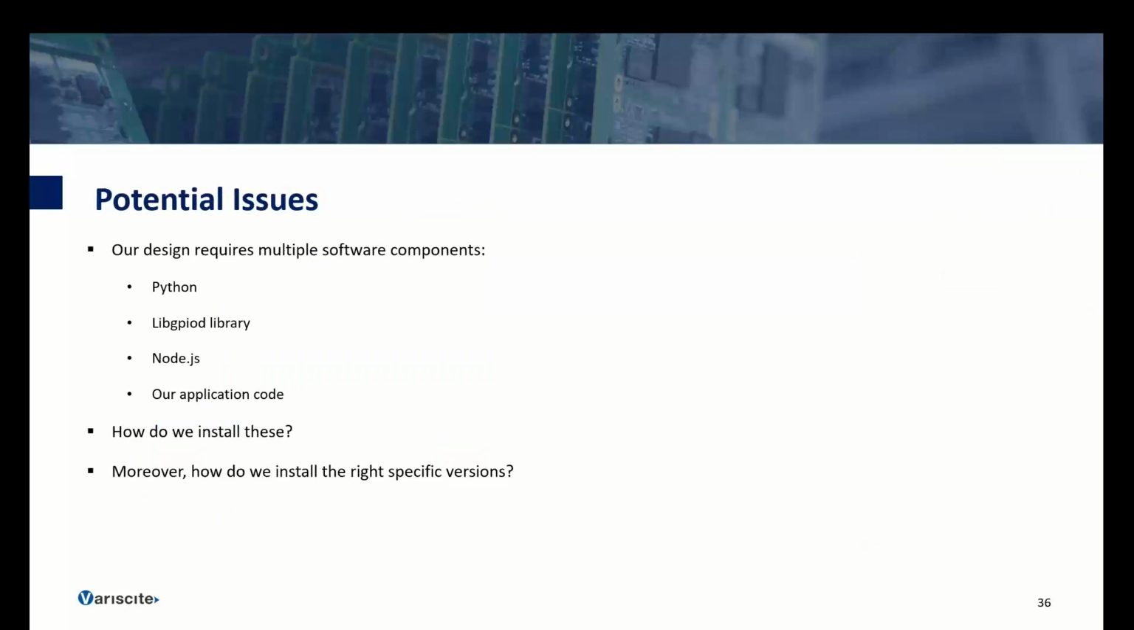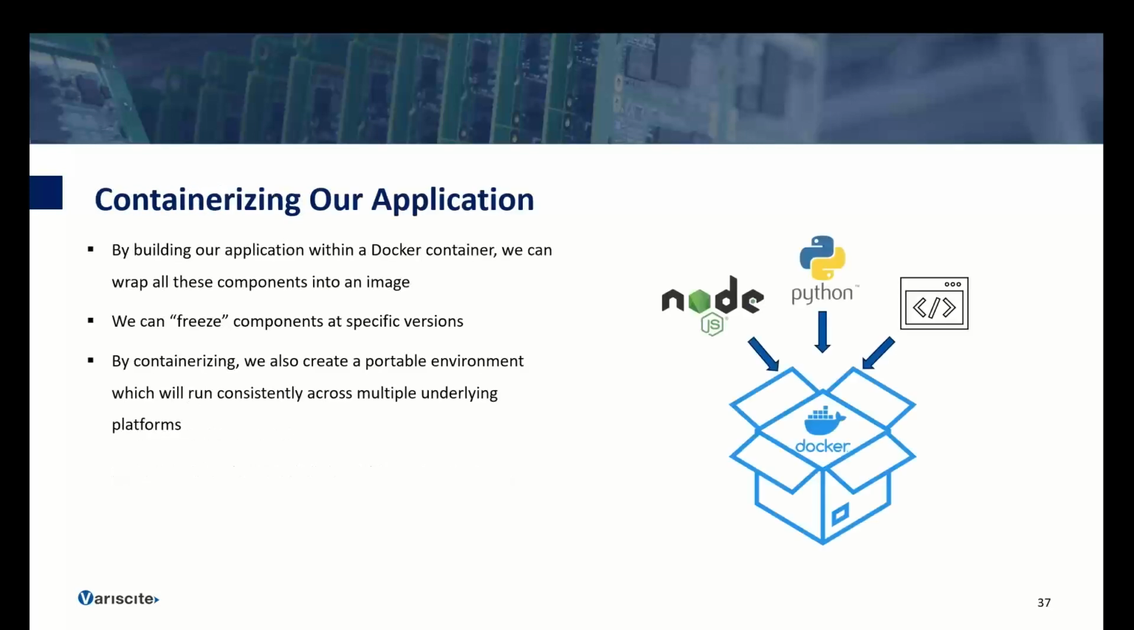So, potential issues. Our design requires multiple software components: Python, the libgpiod library, Node.js, and application code. How do we install these? Moreover, how do we install the right specific versions? Well, we could do this by containerizing it. We could build our application within a Docker container and wrap all these components into an image. This would also freeze components at specific versions. By containerizing, we also create a portable environment, which could potentially run across multiple underlying platforms.